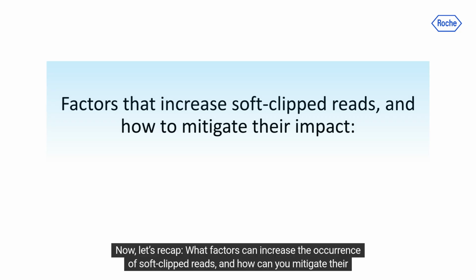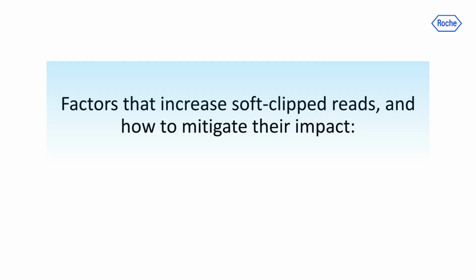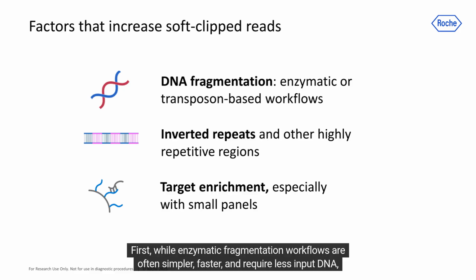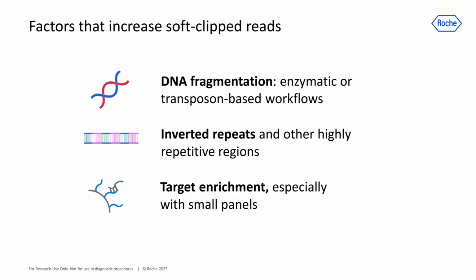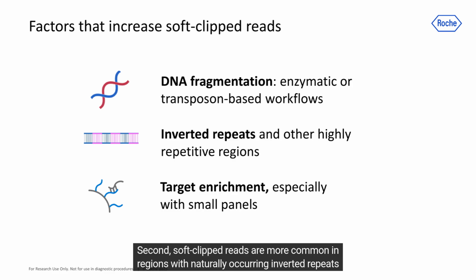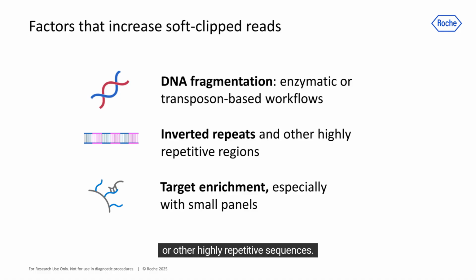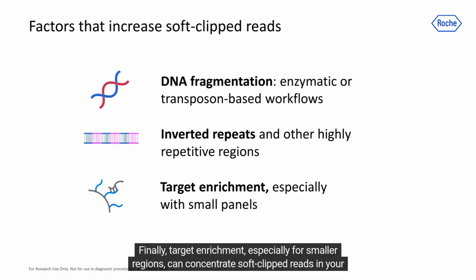Now, let's recap. What factors can increase the occurrence of soft-clipped reads, and how can you mitigate their impact? First, while enzymatic fragmentation workflows are often simpler, faster, and require less input DNA, they can lead to higher numbers of artifacts that form during library prep. Second, soft-clipped reads are more common in regions with naturally occurring inverted repeats or other highly repetitive sequences. Finally, target enrichment, especially for smaller regions, can concentrate soft-clipped reads in your raw data.